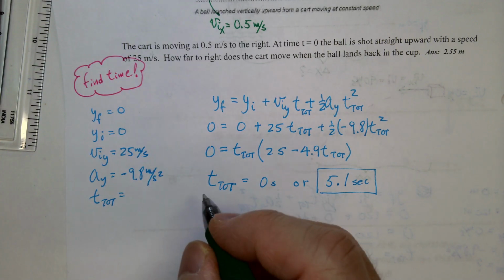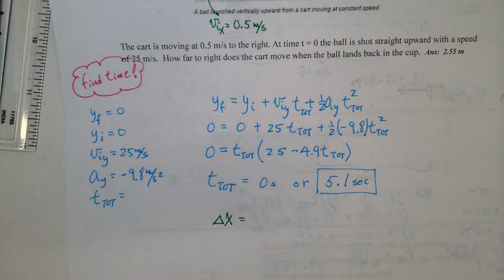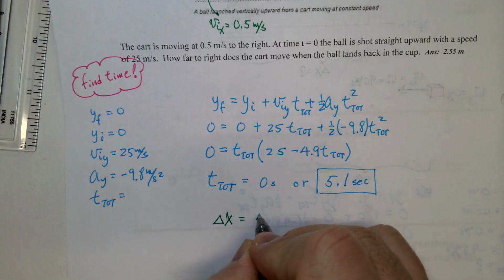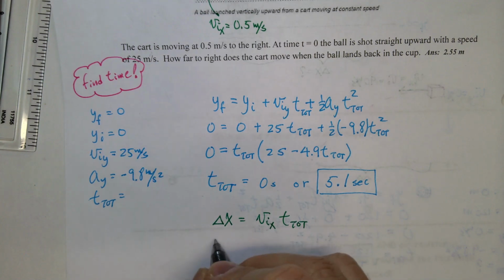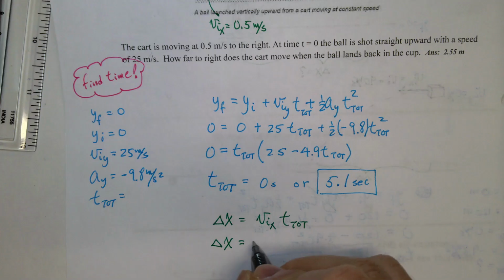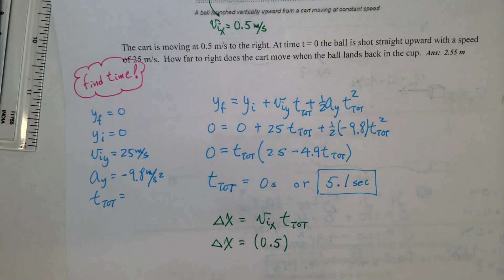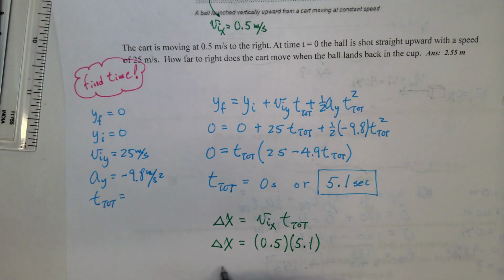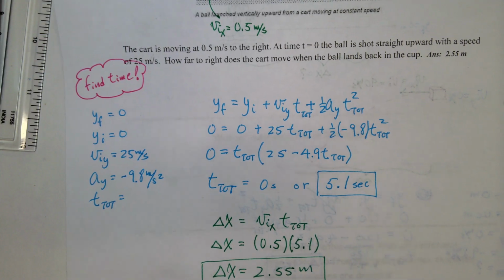Then let's calculate how much distance it travels horizontally, right? So my delta x is equal to VIX times t total in this case. So my delta x is equal to 0.5 meters per second times 5.1 seconds. So the ball will be caught at 2.55 meters to the right.